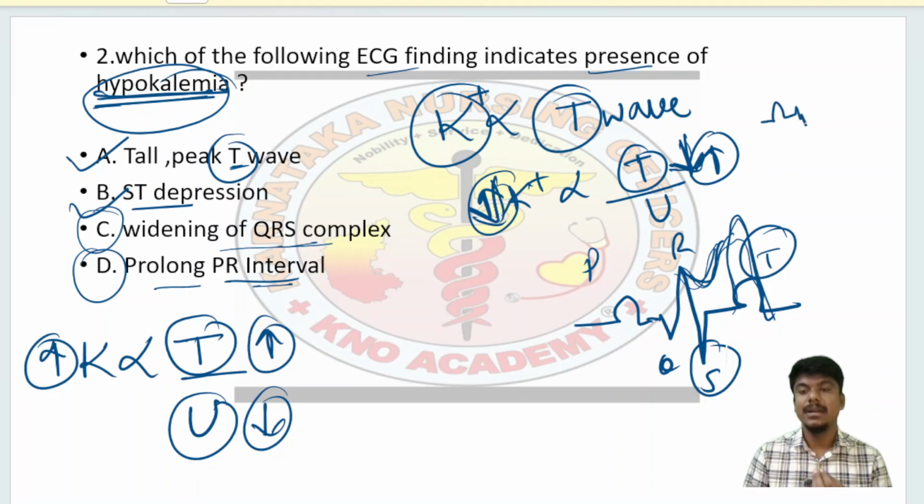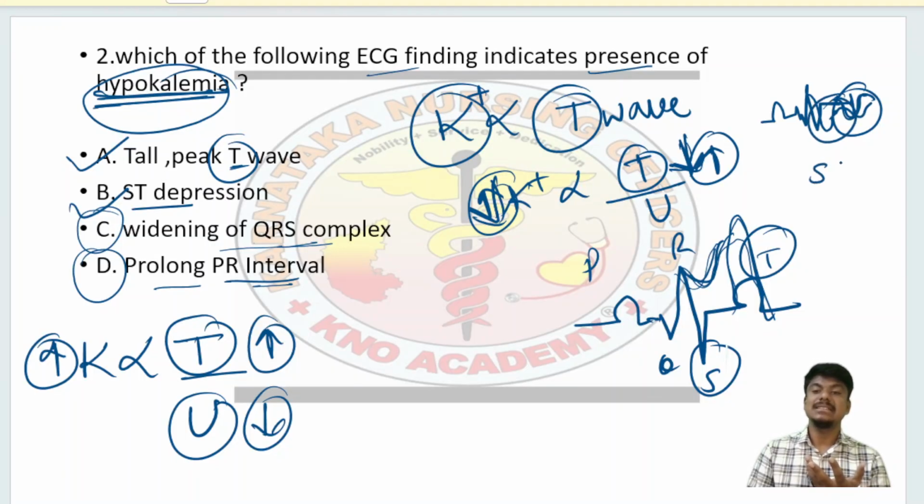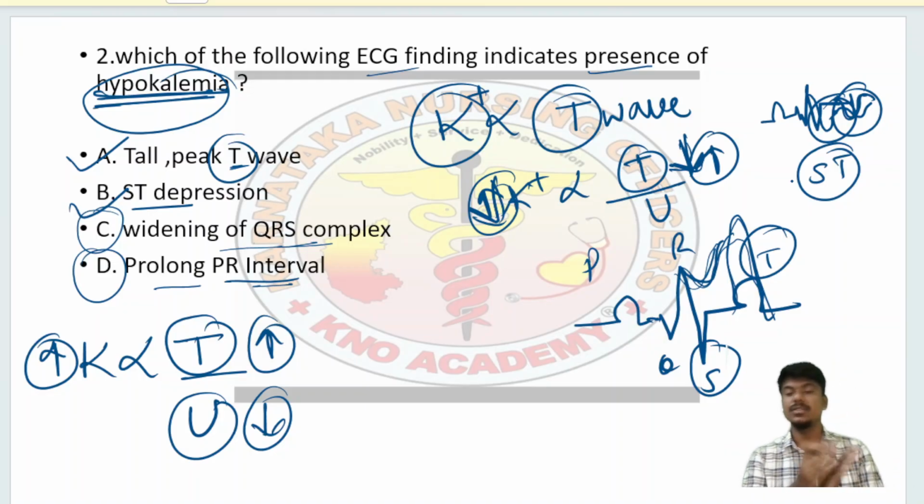Normally the T wave is there, but in hypokalemia, you cannot see the T wave. There is a flat T wave, or else an inverted T wave will be there. The inverted T wave, along with the S wave, gives an attached ST depression. So there is ST depression in hypokalemia. Along with the T inversion, the S wave is also combined with the T wave.